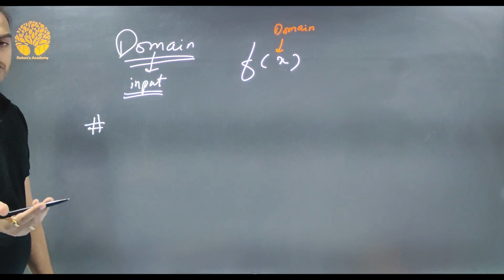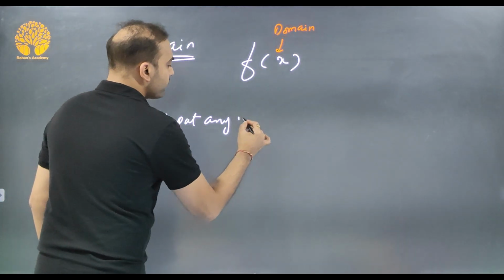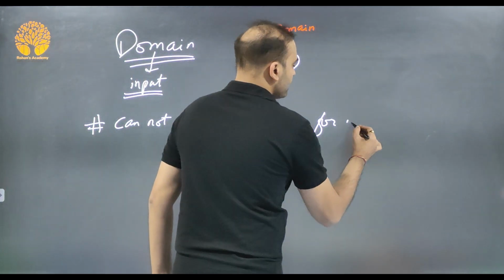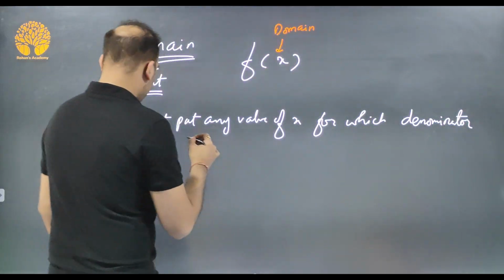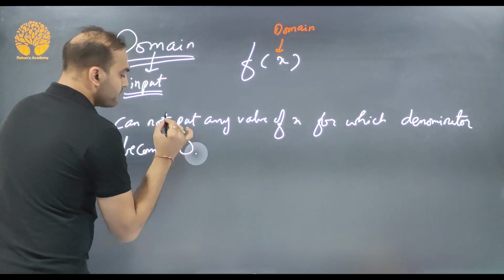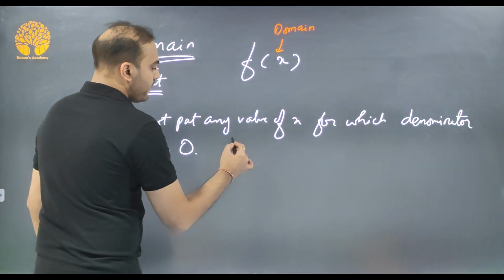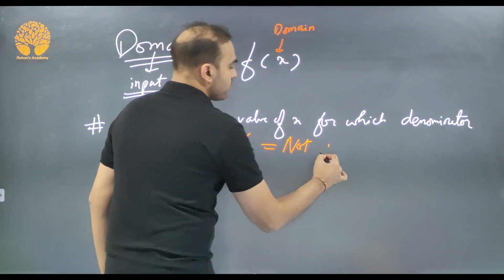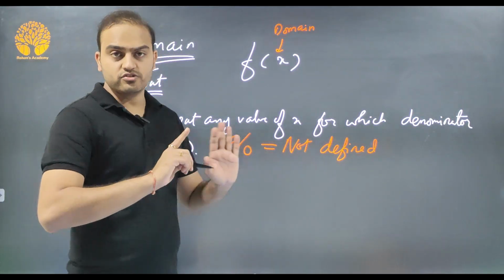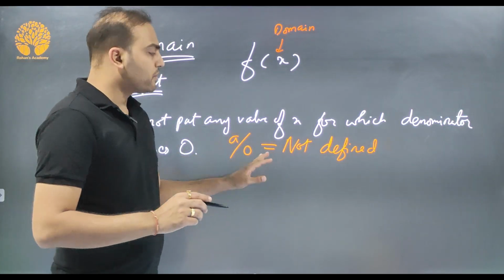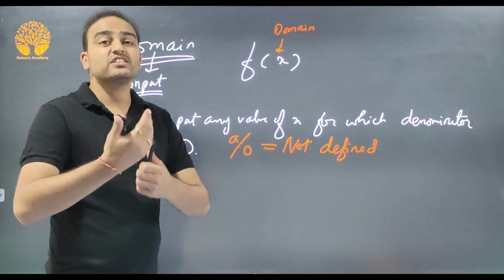One is generic, with respect to math in general. You cannot put any value of x for which the denominator becomes 0. The reason is that any number divided by 0 is not defined. Remember, 1 by 0 is not infinity, it is not defined. So if you put a certain value of x for which the denominator becomes 0, then the function won't be defined, your machine will not work.